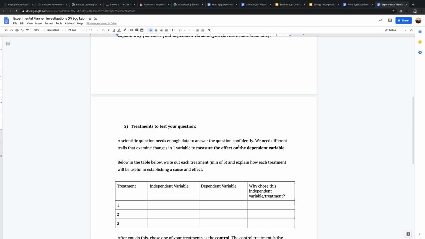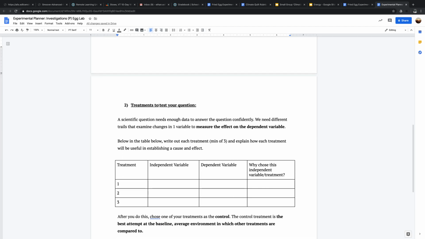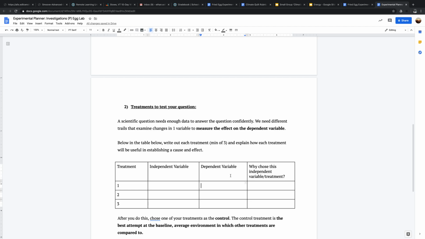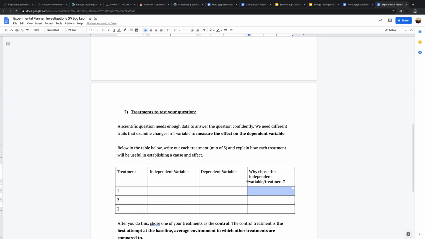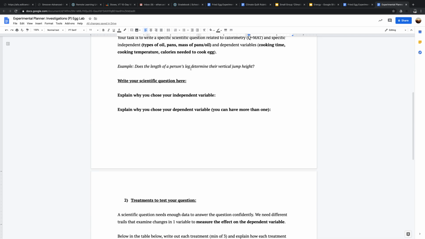So going on to part 2, you're going to be planning out different treatments to test your question. We need to have enough data to make sure that we can answer our question confidently. In this table here, you're going to be proposing the different independent variables that you will measure to see change in your dependent variable, i.e. you could add more columns if you have more than one dependent variable. And then I want to see a brief explanation as to why you chose this variable or treatment.